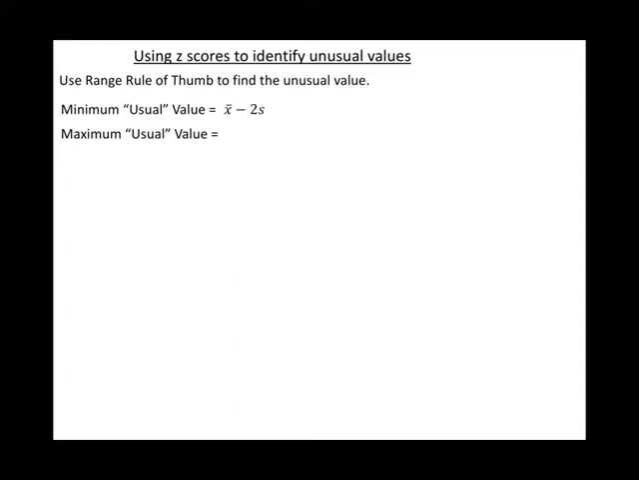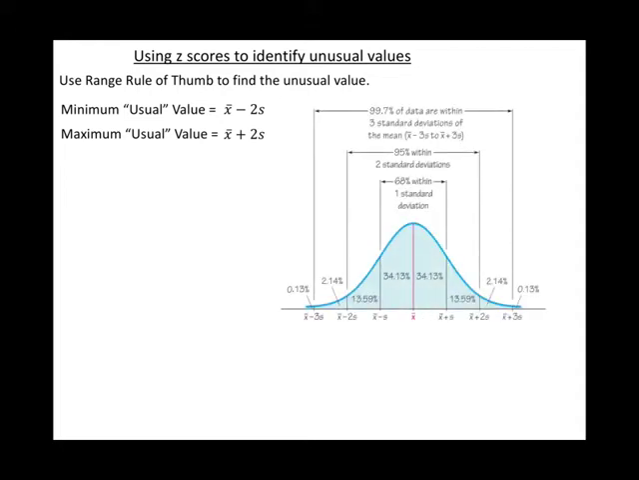That will be the mean minus 2 standard deviations, and the maximum usual value, the mean plus 2 standard deviations. And we have this picture in session 3.2, right? So mean minus 2 standard deviations, this is the minimum usual. Maximum usual, mean plus 2 standard deviations. This is our maximum usual. Minimum usual will be this guy.